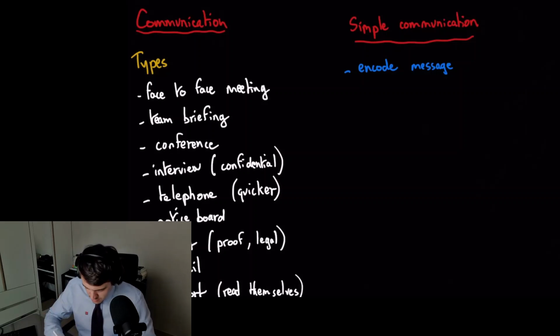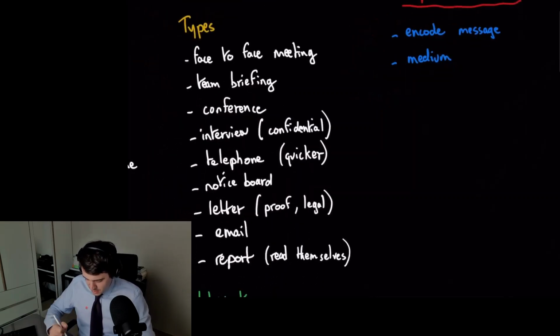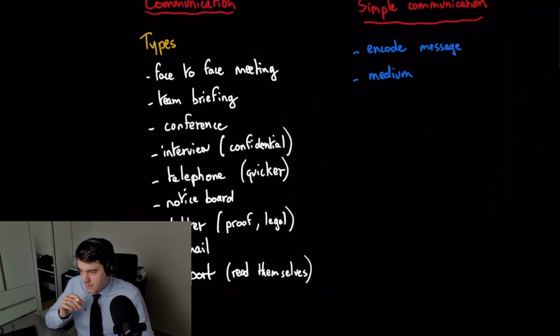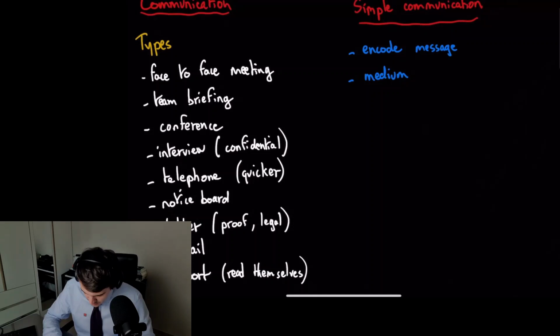So, encoding the message, then choosing a medium. Here, like we said, a meeting, an email, a conference, whatever. Oral, written. All of these are mediums for the message.